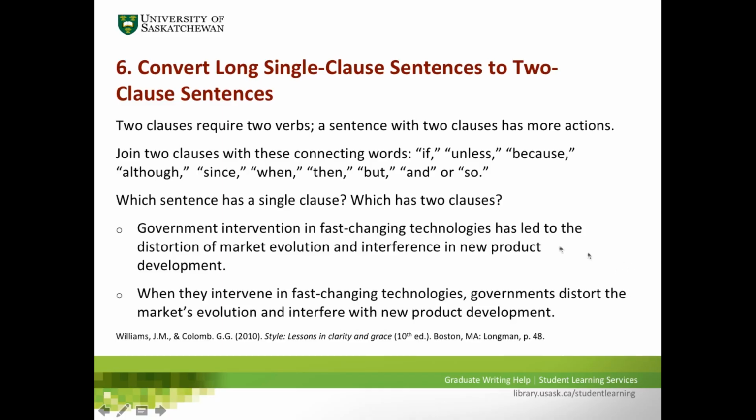And so distortion and interference, zombie nouns in the first sentence, have become verbs in the second sentence. So right away we have a more active sentence. That second sentence is right away more active. Another change is that government intervention in fast-changing technologies, a rather long and abstract subject, has just become governments in the second one here. And they in the first clause, governments in the second clause in the second sentence. So these changes make for a much more engaging sentence, a sentence that's easier to read.